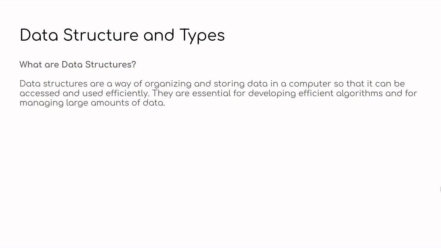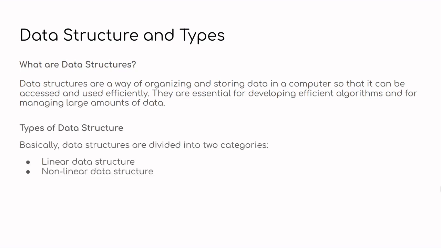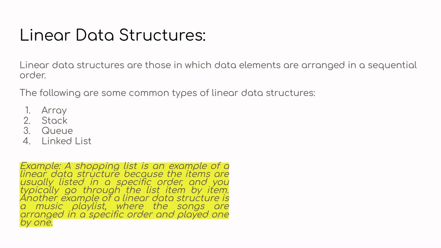Data structures are divided into two categories: linear data structures and non-linear data structures. Okay, so let's understand these categories one by one. So what are linear data structures? Linear data structures are those in which data elements are arranged in sequential order. And some common types of linear data structures are array, stack, queue, and linked list.